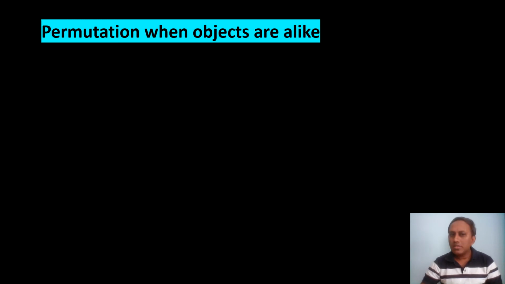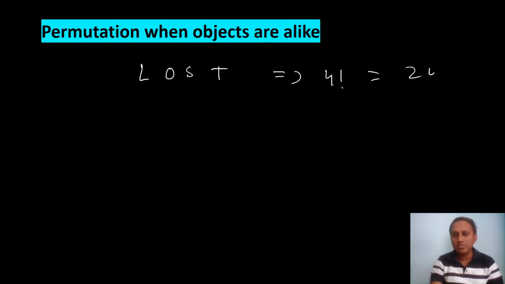Now let us discuss what happens when objects are alike. Alright, let me give an example. Suppose we are given this word LOST, a 4-letter word. The question is, if the letters are rearranged, how many words can we form? So it's a 4-letter word, all letters are different or distinguishable. So the number of arrangements taking all at a time must be 4 factorial or 24. Now let me give you another 4-letter word.